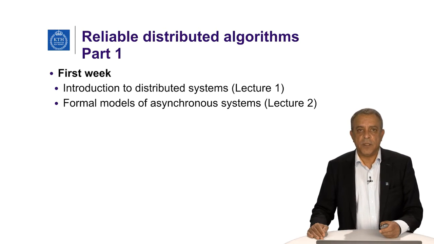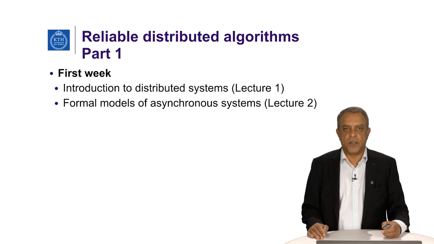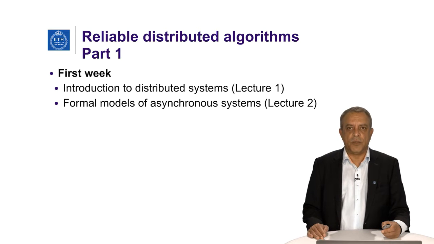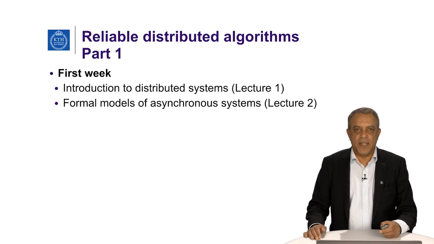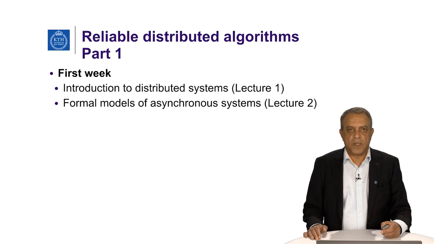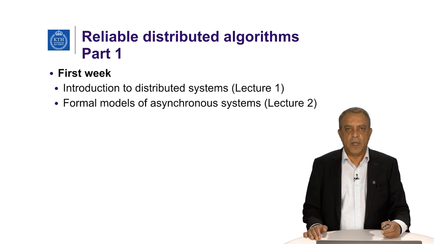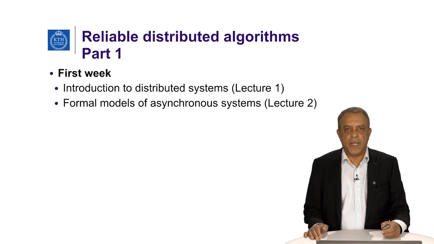After this introduction, we will give in lecture 2 formal models of asynchronous distributed systems. In particular, we will give an introduction to input-output automata. This is a formalism used to describe interacting systems formally. It defines precisely what is a distributed algorithm, what's an execution of a distributed system, how to define and specify a problem, and how to prove that an algorithm solves the problem.